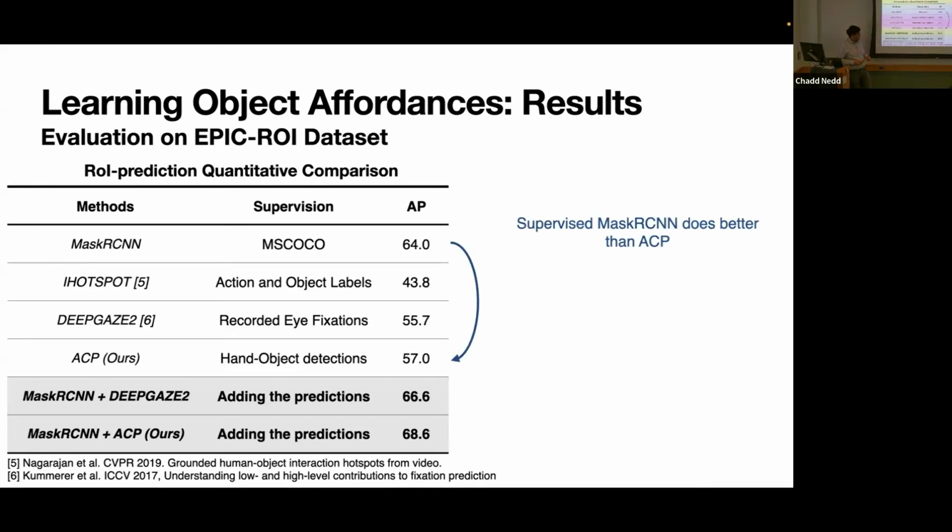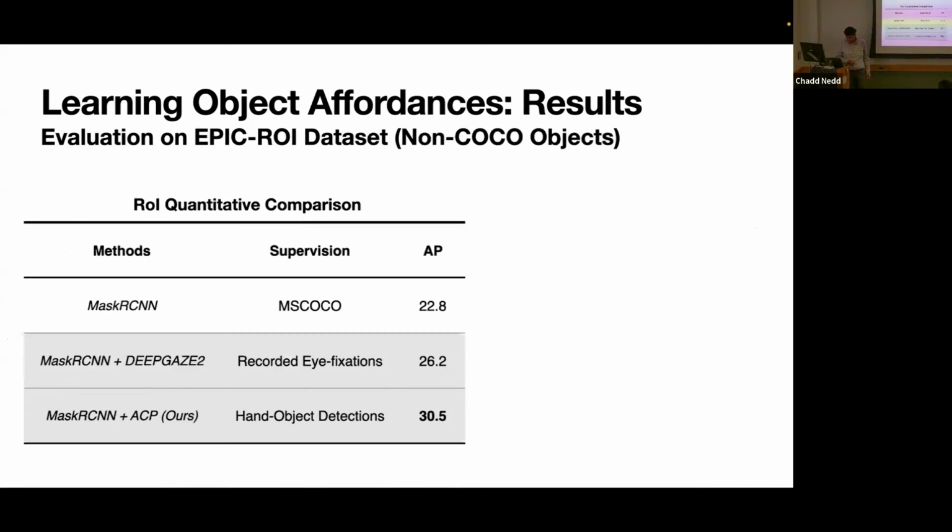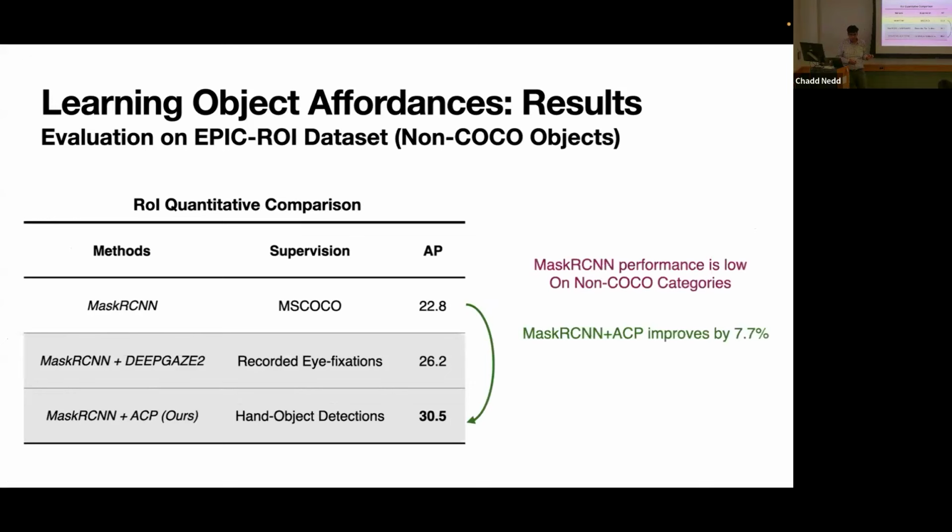And what we are seeing over here is that Mask R-CNN, on the benchmark that we developed, because it's trained on over 1 million masks of handled objects and so forth, works quite well. But when you combine it with our method, you actually get better performance than that. And particularly, if you look at performance improvement on objects which are not included in the COCO dataset, you actually get larger improvement, right? So COCO has objects like bottles and plates and so forth.